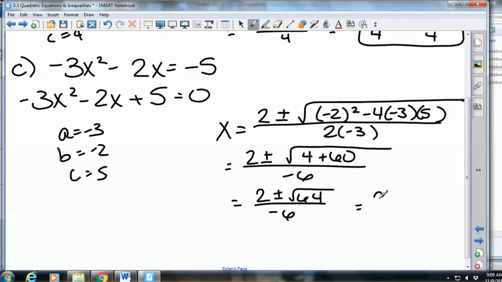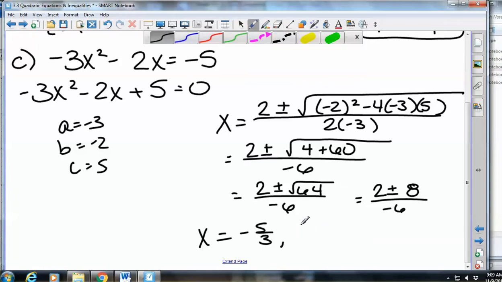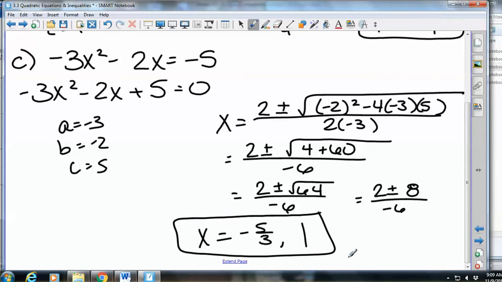What is the square root of 64? Okay, can I simplify this? Yeah, those are like terms. So 2 plus 8 would be 10, divided by -6, so -5/3. 2 minus 8 is -6, divided by -6 would be +1. Okay.